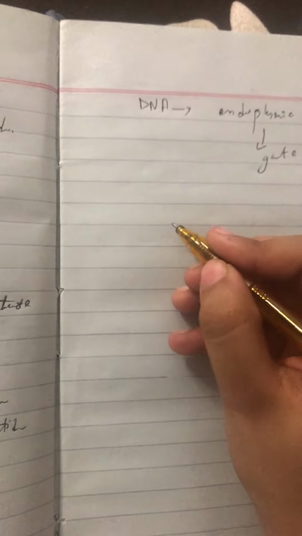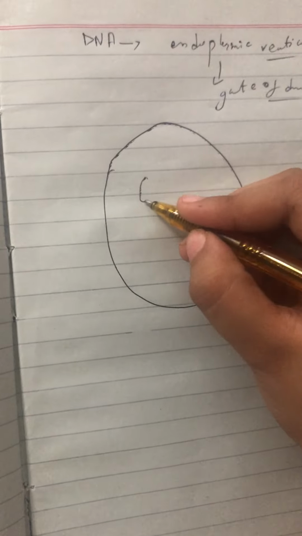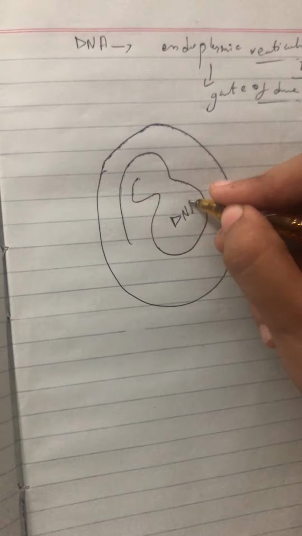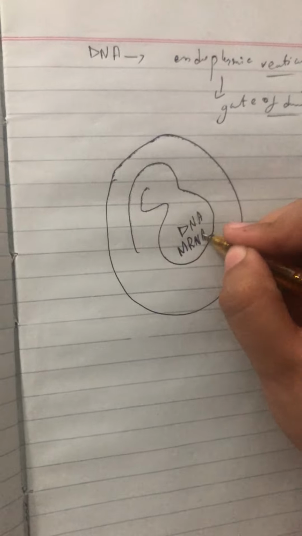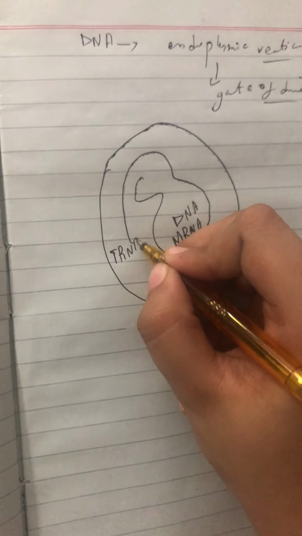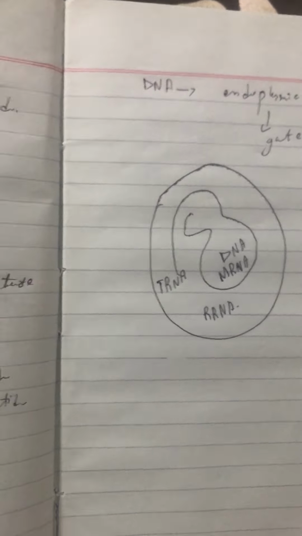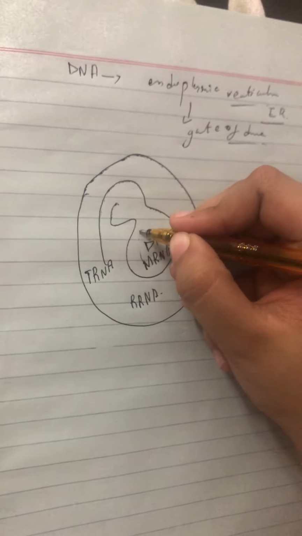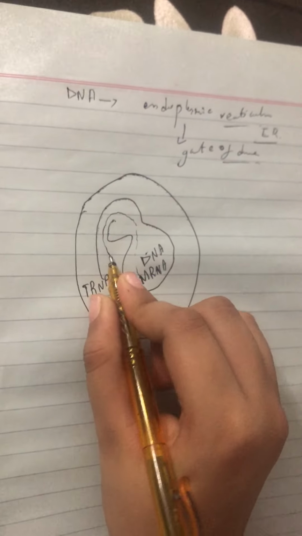Basically, here I will make a structure. This is cytoplasm, and here this is an endoplasmic reticulum. Here DNA is present. The information of DNA will be carried by the messenger RNA.